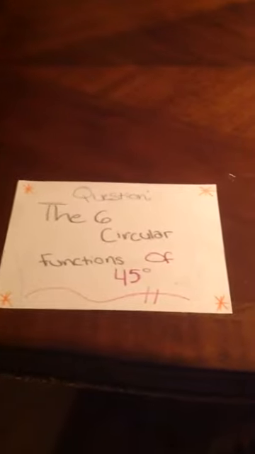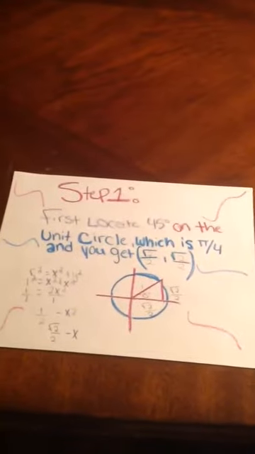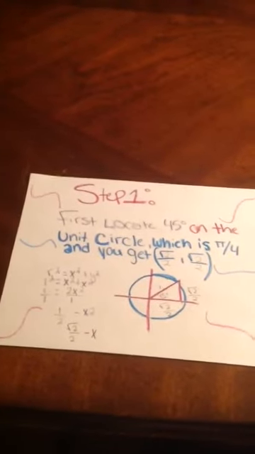Today we'll be learning the 6 circular functions of 45 degrees. Step 1. First locate 45 degrees on the unit circle, which is pi over 4, and you get square root of 2 over 2, square root of 2 over 2.